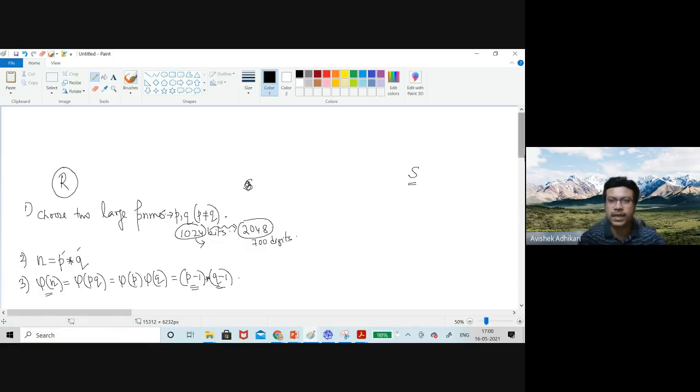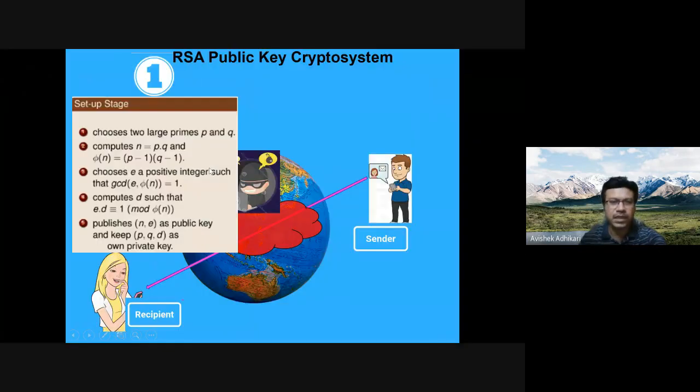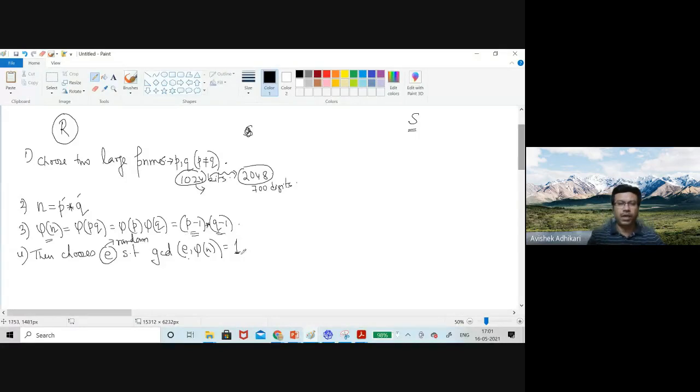Then she will choose two more numbers, e and d. She chooses e such that GCD of e and phi of n equals 1. So this has to be a random e. That means e and phi of n are relatively prime. She is going to choose some positive integer e, within this range, such that GCD of e and phi of n is equal to 1. And if this is relatively prime, then you can understand that the multiplicative inverse of e exists.